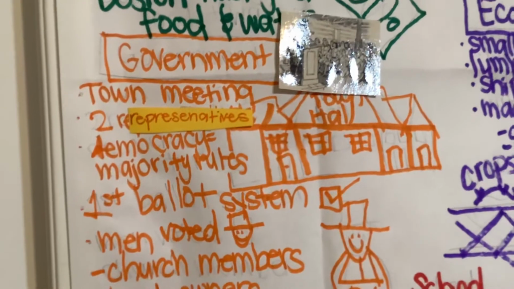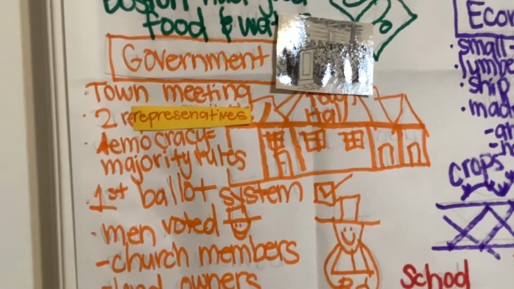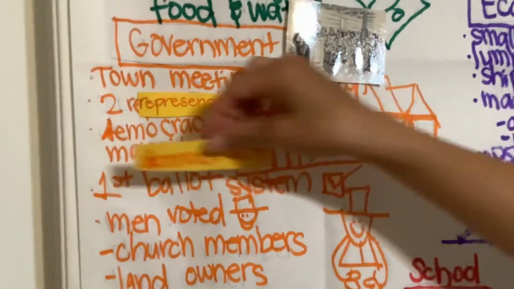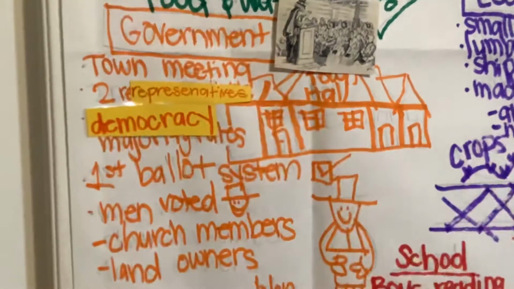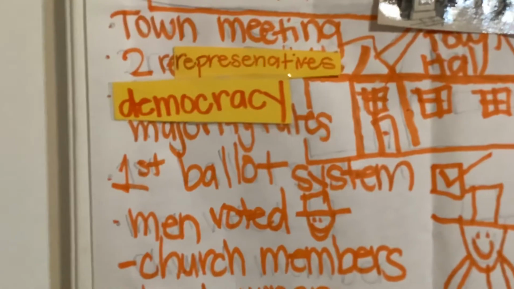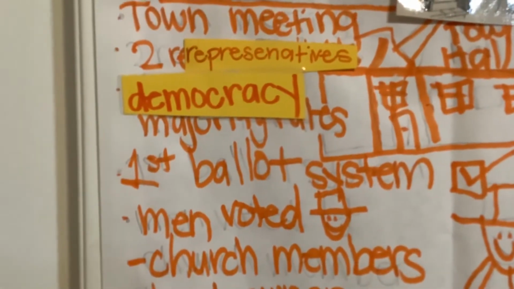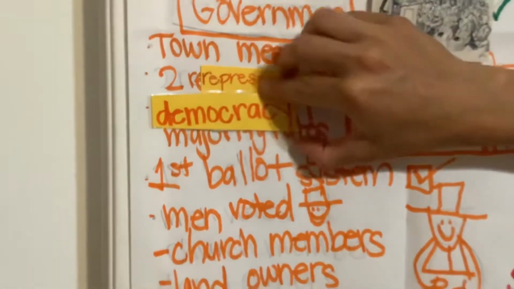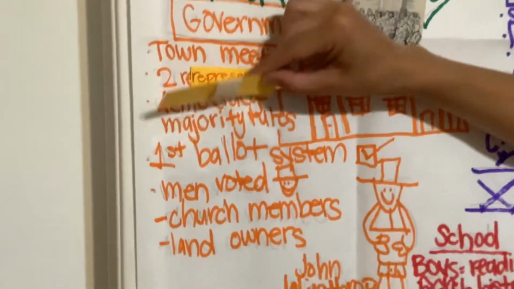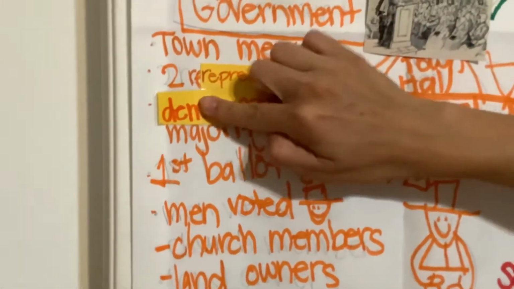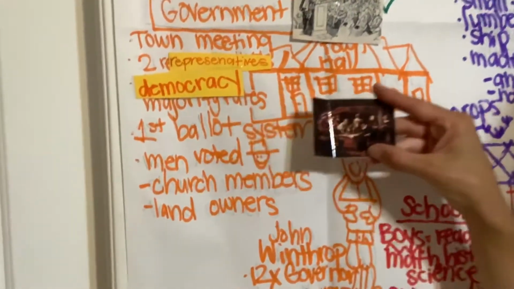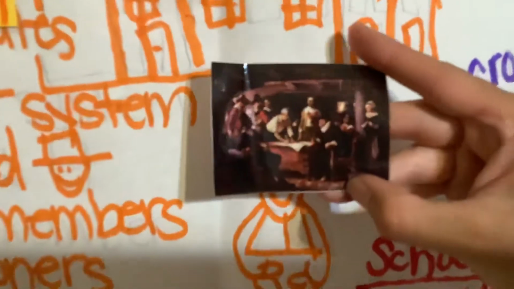Now, the Massachusetts Bay Colony had a democracy. Say democracy. With their democracy, that means they had a democratic government. They believed in majority rules. Read that with me. Majority rules. With majority rules, they would meet together in the town hall and they would make decisions on important ideas.